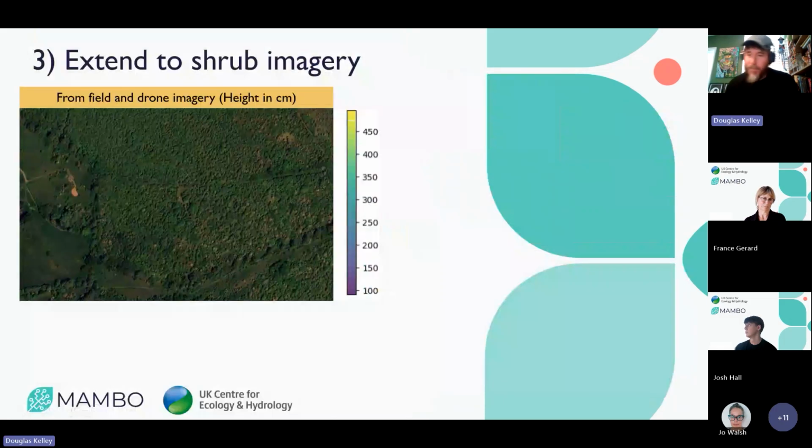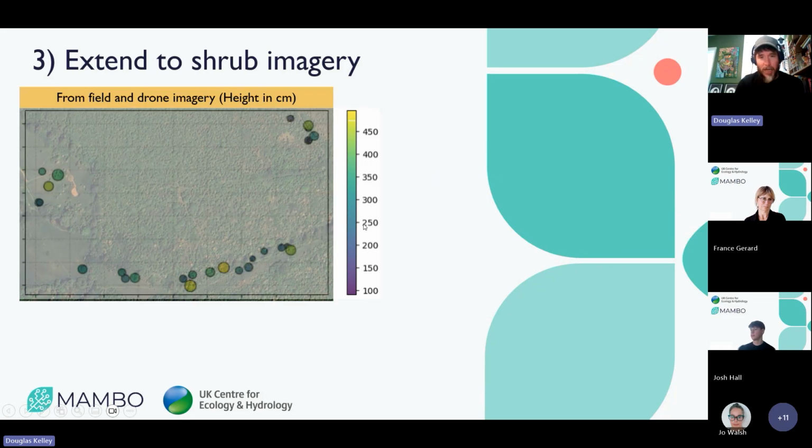The bit that we are still working on is extending this to drone imagery. I'm going to show you an example here, which isn't from the drone imagery, but from people going around with a tape measure. But it kind of gives you a little bit of a hint of what's going on. So this is our Strawberry Hill site again. I'm overlaying places where we have height and diameter measurements. The diameter has been exaggerated.